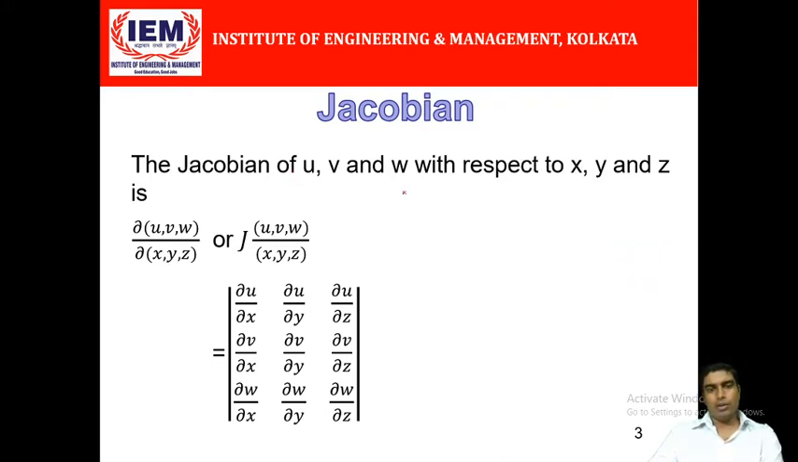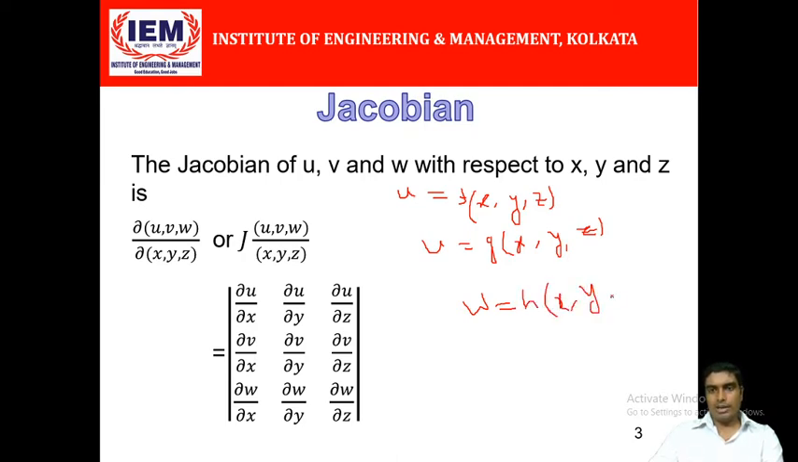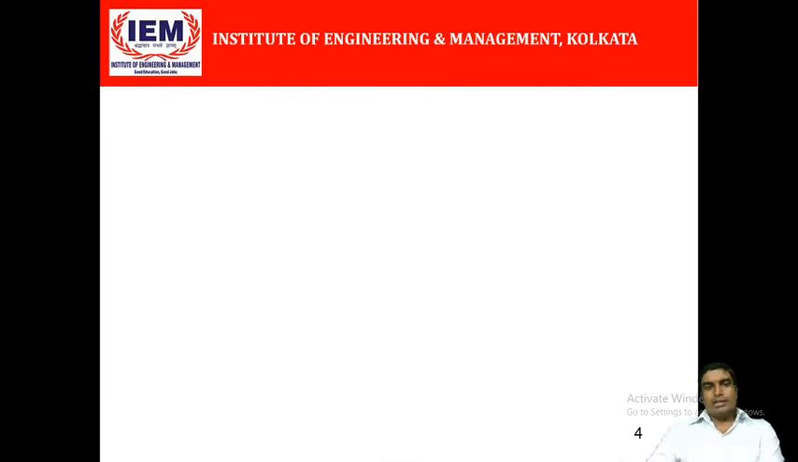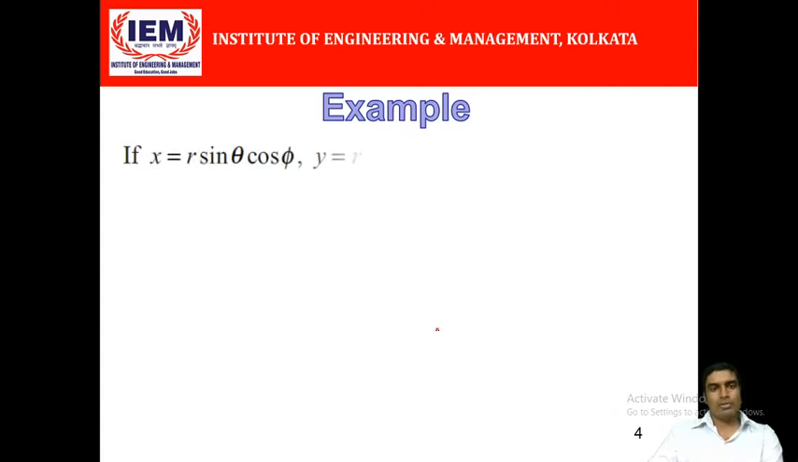So you have u, v and w, three variables. Suppose u is a function, let's say f of x, y, z, and v is also some other function, let's say g of x, y, z, same variables. And w is a function, let's say h, so w is h of x, y, z. Okay, and by using this determinant I can find out the Jacobian of these variables. Now let us solve one example to find out the Jacobian.